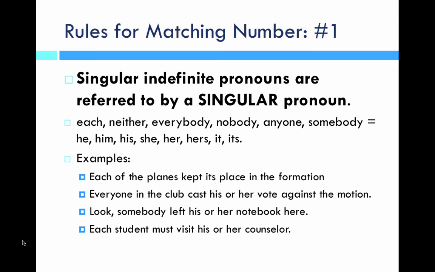There are also some rules for matching number. So most of the time it's going to be pretty obvious. Is there one of this thing? Then it's singular. Is there more than one of this thing? Then it's plural. But there are some things that are a little bit tricky.